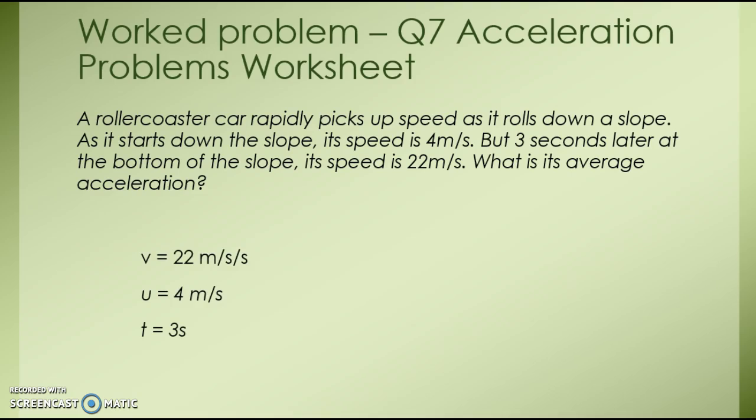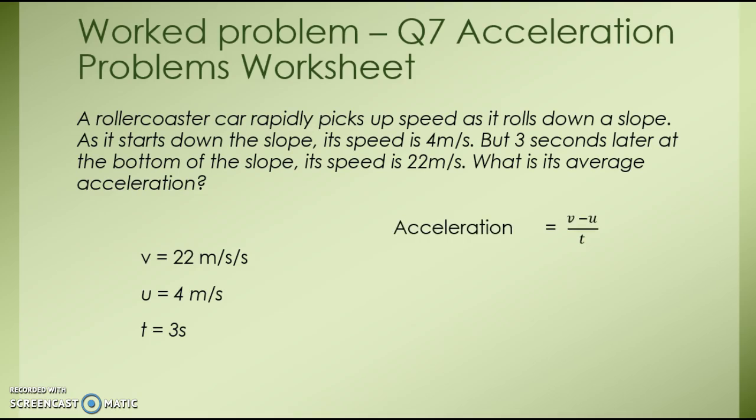So if we go back through our worded question, we can figure out what values it's actually given us. Now it tells us that the final velocity is 22 meters per second, so that is going to be our v value. 4 meters per second is the speed that it was at the beginning of its acceleration, so its beginning speed, or u, is going to be 4 meters per second. And the time, of course, it took to undergo this acceleration is 3 seconds.